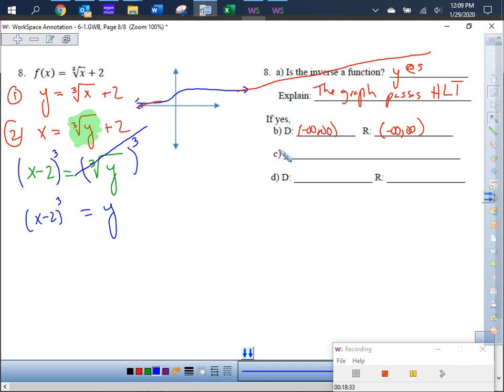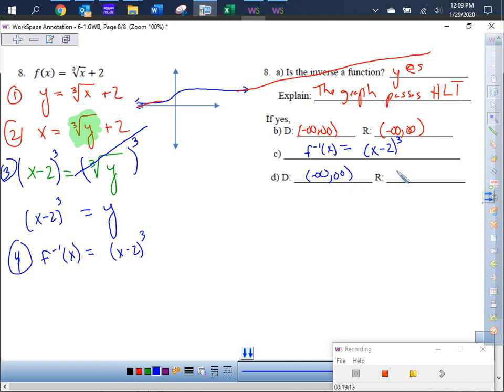So we get f inverse, that was step 3. Step 4, f inverse of x equals the quantity of x minus 2 cubed. So f inverse of x equals the quantity of x minus 2 cubed. And then pull the switch.